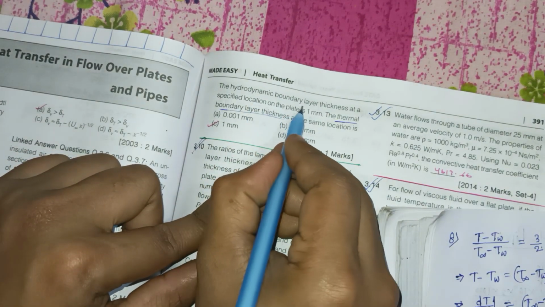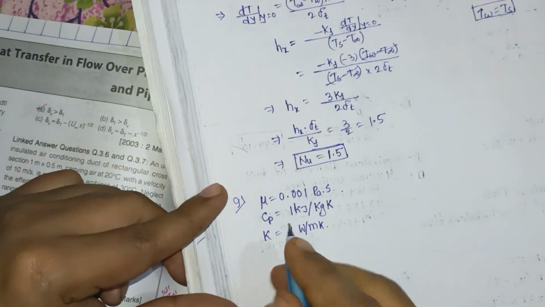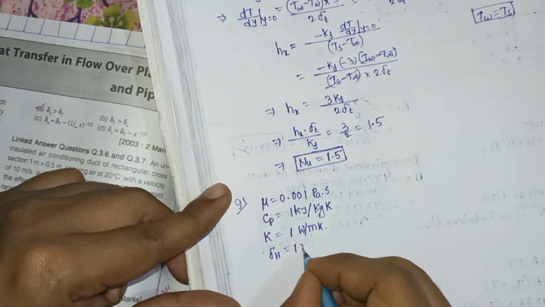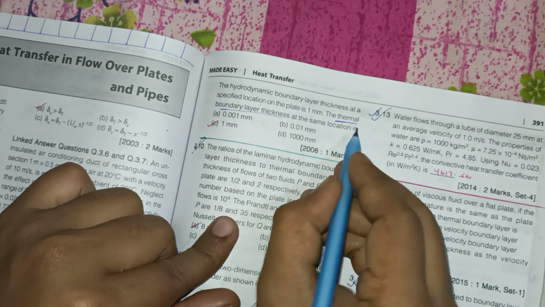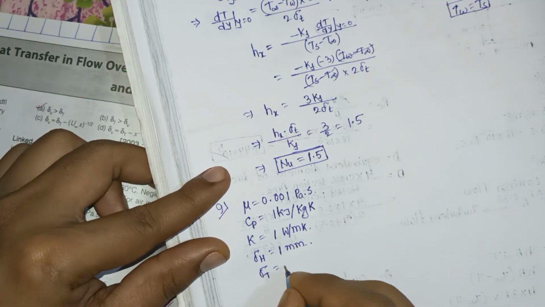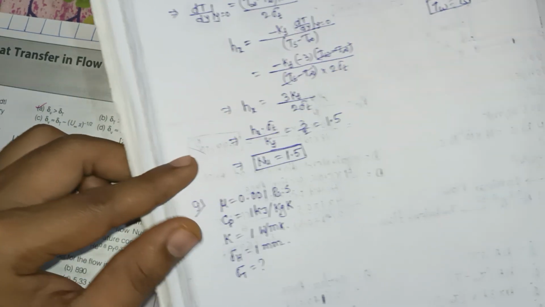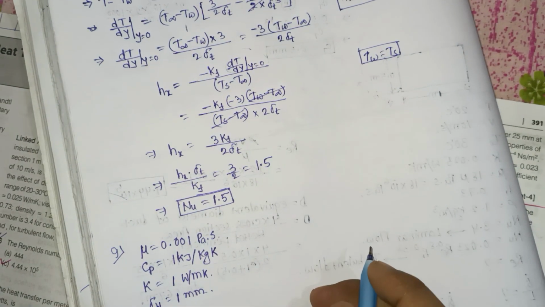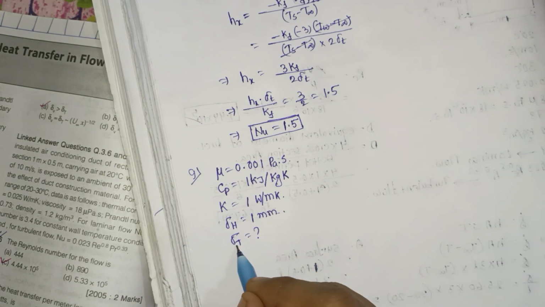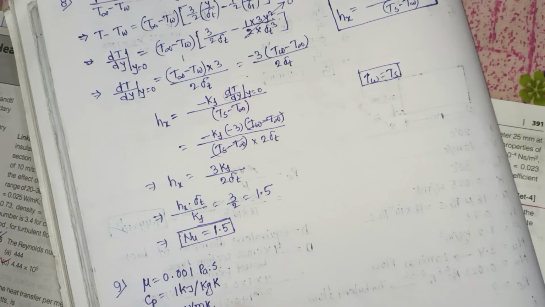So the hydrodynamic boundary layer thickness is equal to 1 millimeter. Okay, so you have to calculate the thermal boundary layer thickness. So what is the thermal boundary layer thickness equal to? You know that formula. What is the relation between the hydrodynamic boundary layer thickness, the thermal boundary layer thickness and the Prandtl number? What is the formula?